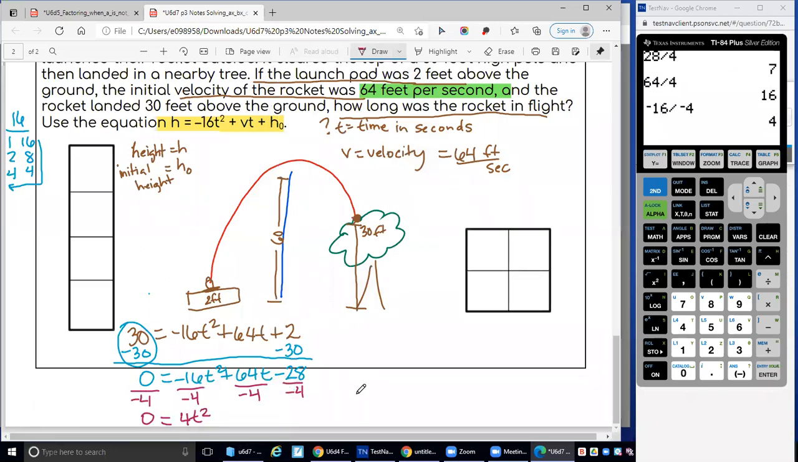Can y'all see it okay? Okay. And then we have 64 divided by negative 4, negative 16t. And negative 28 divided by negative 4, positive 7. Now we have much nicer, easier numbers to work with, right? Let's go ahead and identify our A, our B, and our C.